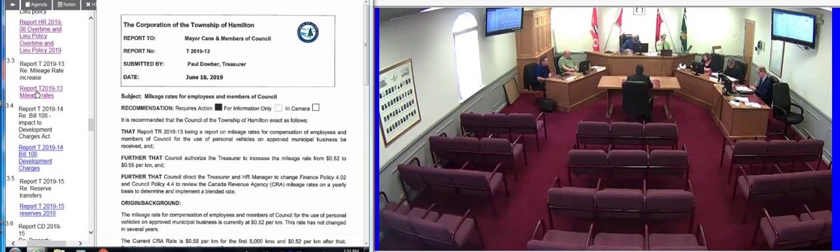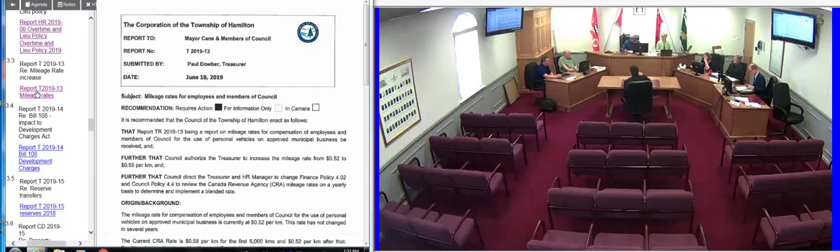And further, that wording within the Finance Policy 4.02 and Council Policy 4.4 be changed to require a review of the Canada Revenue Agency mileage rates on a yearly basis to determine and implement a blended rate. Moved by Pat, seconded by Mark. Thank you. Discussion. Yes, Mark.